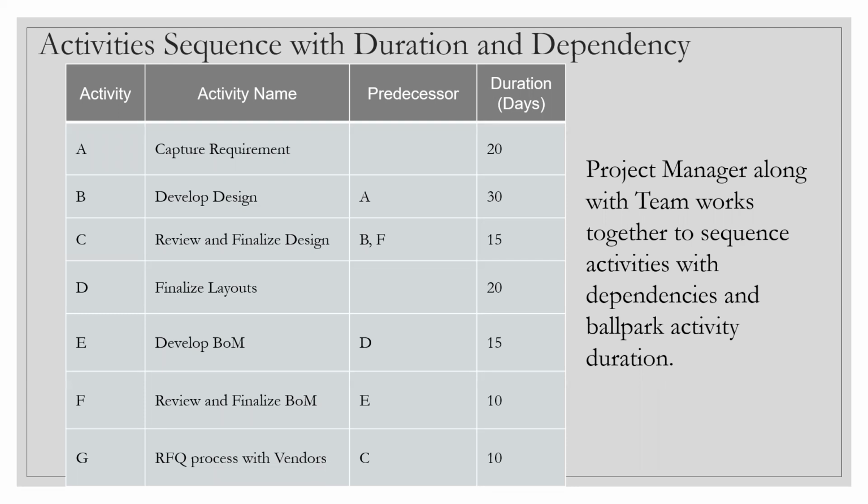So somebody will say, okay, fine, we need to capture the requirements first. Then somebody will say, okay, the design has to be done. We have to develop the design. Then we have to review and finalize the design. And then probably we also have to finalize the layouts of each of the floors on which we are going to do the cabling or place the APs and all that. Then we have to develop the bill of materials, which we have to share with the procurement team for the generation of the PO and the vendor suppliers. We also have to review and finalize the BOM. We also have to reach out to the vendors for the request for quote.